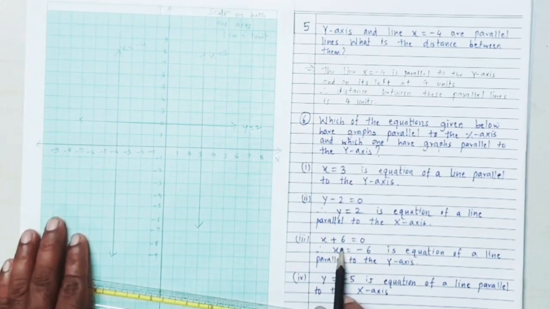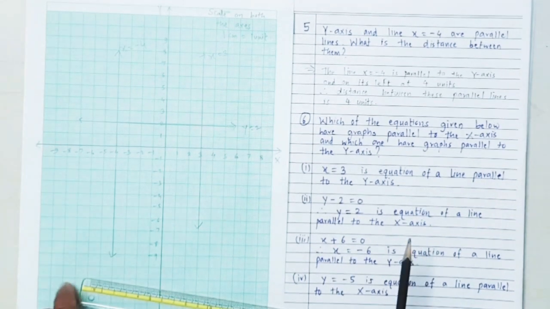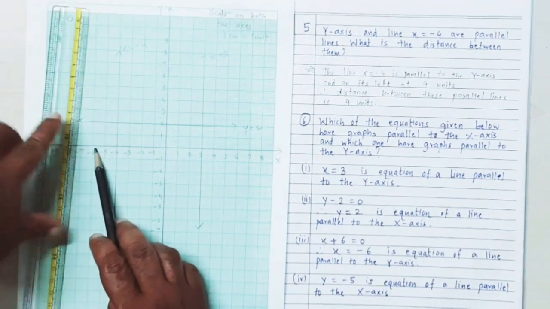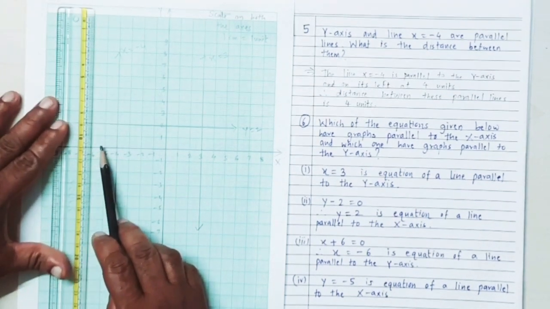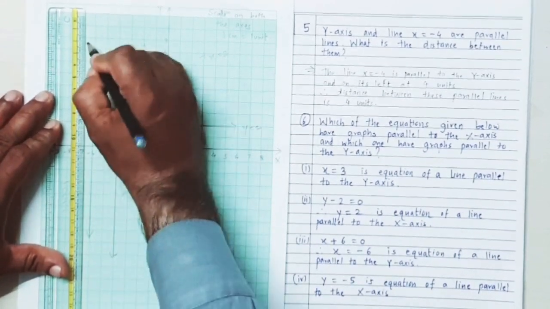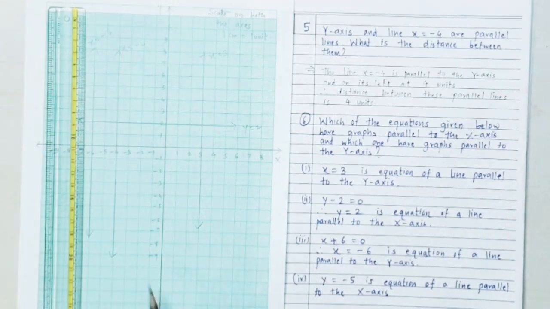Then the third one, x plus 6 is equal to 0. Therefore x is equal to minus 6. So x is equal to minus 6 is the equation of a line which is parallel to the y-axis.